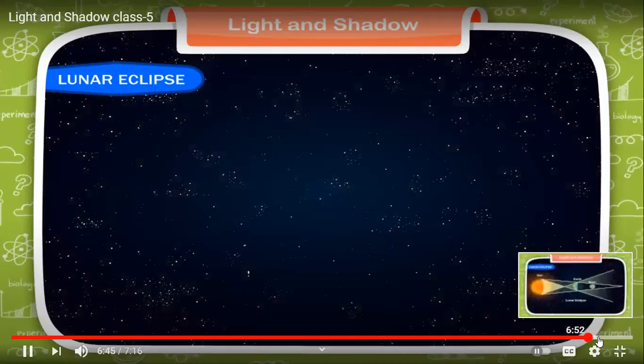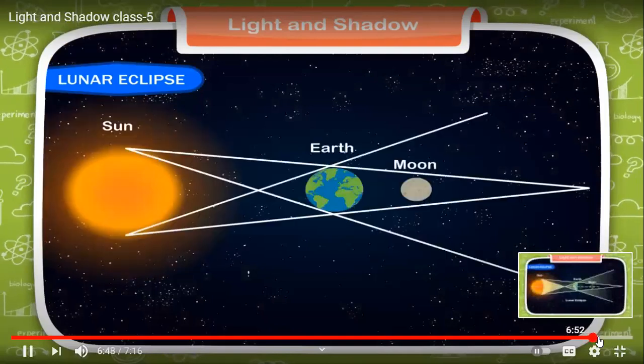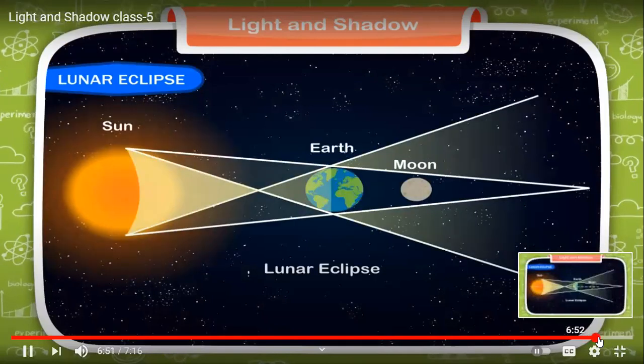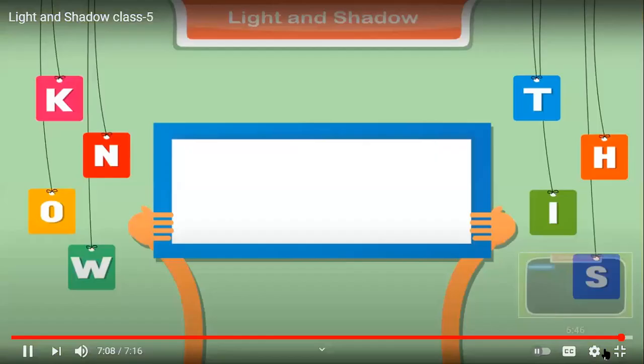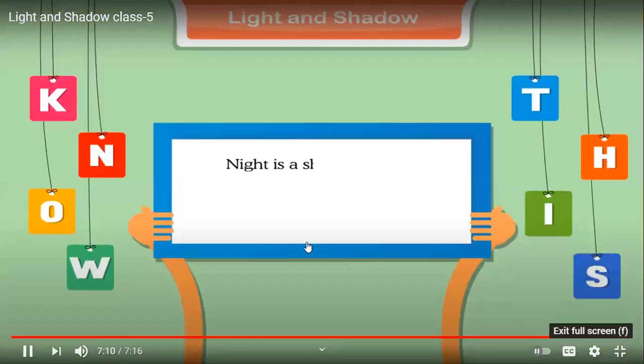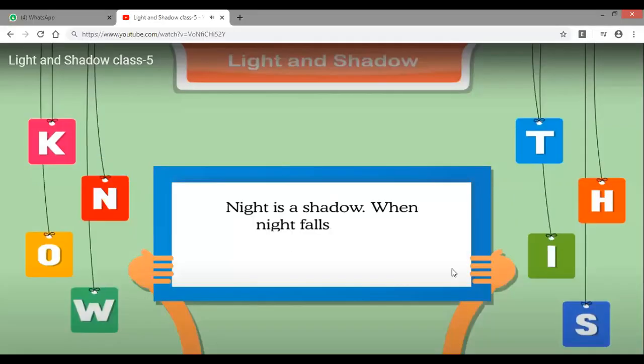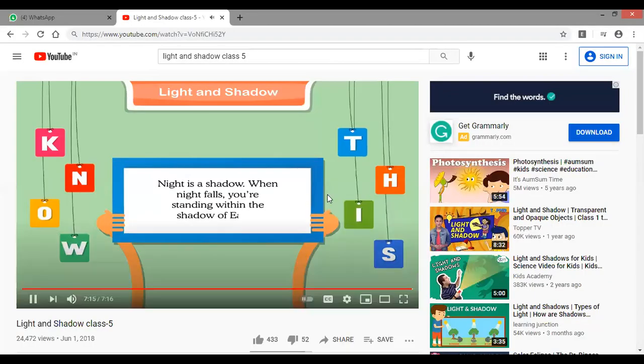Lunar eclipse. In a lunar eclipse, when the sun, the earth, and the moon come in a straight line with the earth in the middle, the shadow of the earth falls on the moon. When a lunar eclipse occurs, its bright side faces the earth, that is, a lunar eclipse occurs on a full moon day. Know this, night is a shadow. When night falls, you are standing within the shadow of earth.